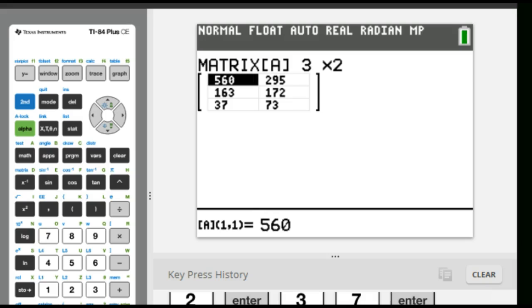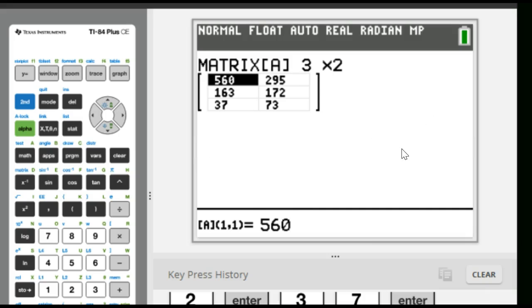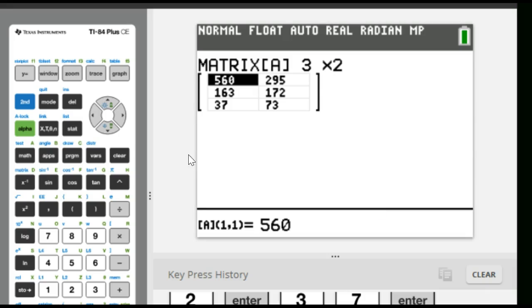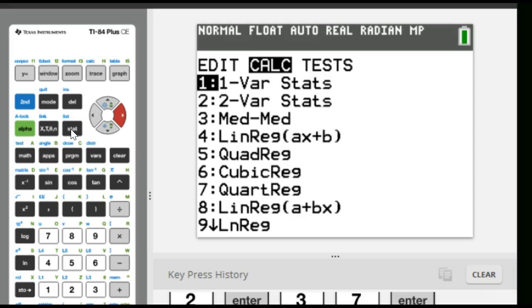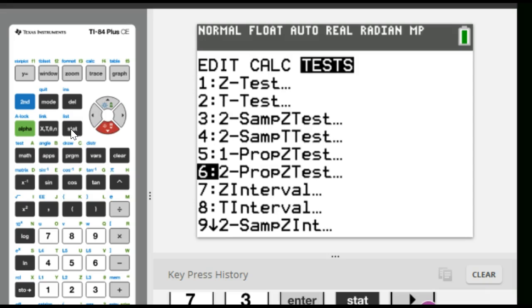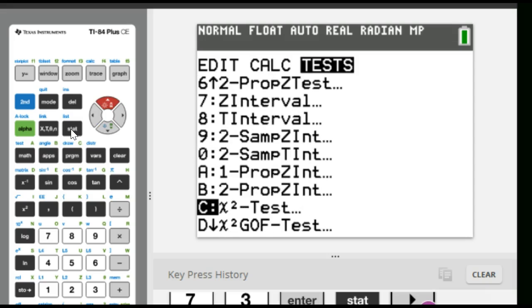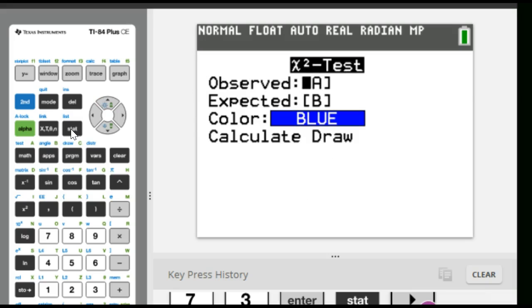Okay, so now the question is, does this give me evidence, right? My null is that there is no association, right? So a high p-value is going to say they're independent. A low p-value is going to say that they are not independent and that there's some sort of association going on here. All right, so we go stat, tests, drive down to the chi-squared test. My observeds are in A. It doesn't matter where I put the expected, so I'm going to leave that in B. And I'm going to calculate.